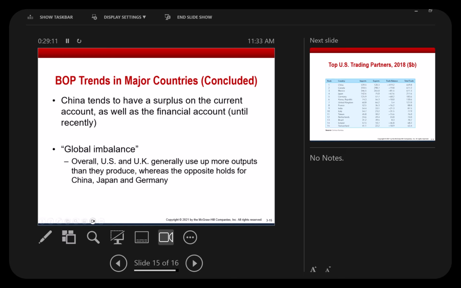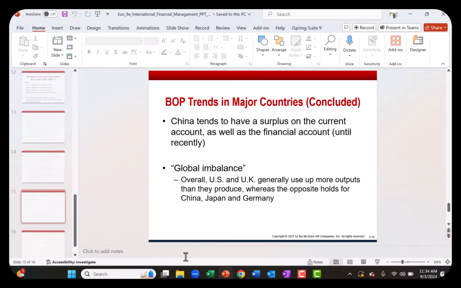And China tends to have a surplus on the current account, but at least until recently, they even had surpluses on the financial account. Normally, those two are of different sign. One of the reasons that's the case, China uses its reserves account quite a bit to, I'm not going to say manipulate, to massage the level of their exchange rate. I mean, normally, let's look at the numbers.